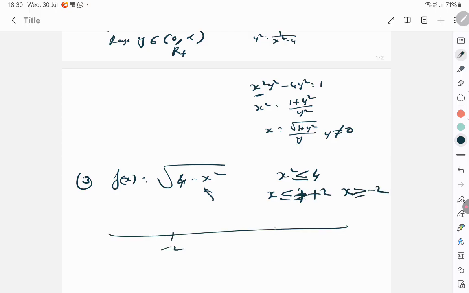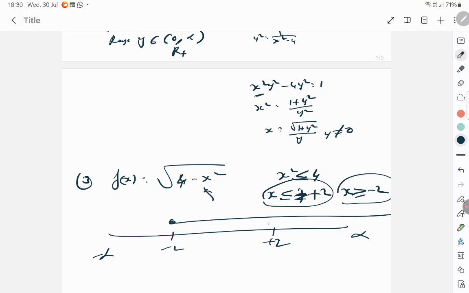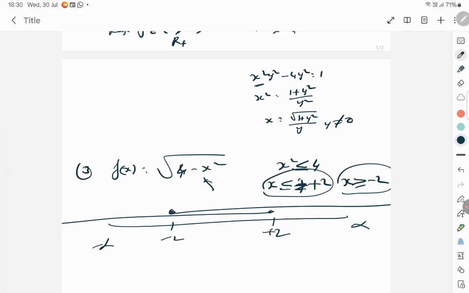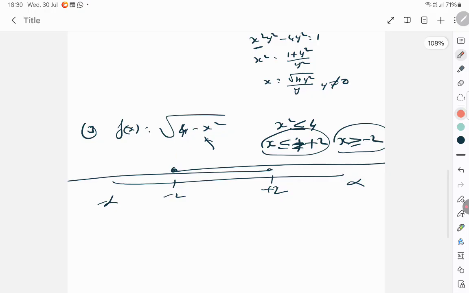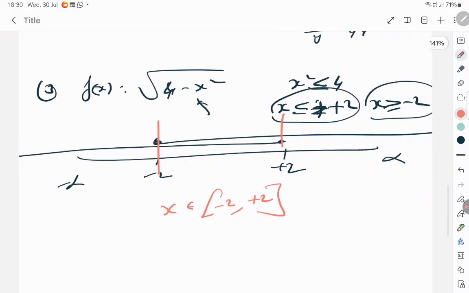Put it on the number line, a minus 2 and a plus 2, an infinity and a minus infinity. x has to be greater than or equal to minus 2. x has to be lesser than or equal to plus 2. What is the intersecting part is this part, which satisfies both the conditions. So therefore x is an element of minus 2 inclusive to plus 2 inclusive, and that's the value x can take. This is my domain.